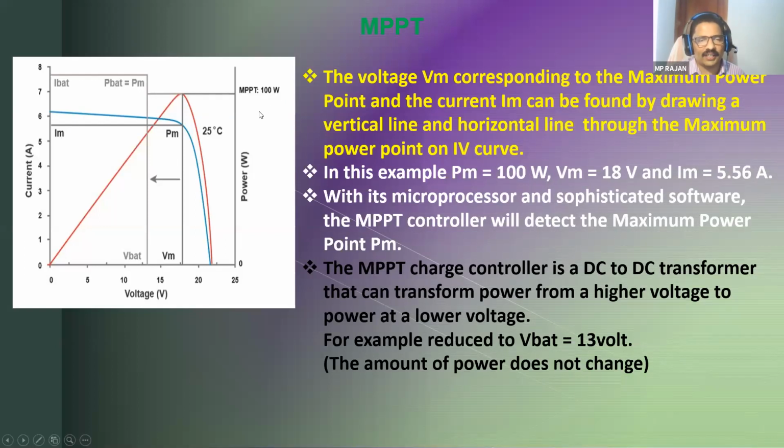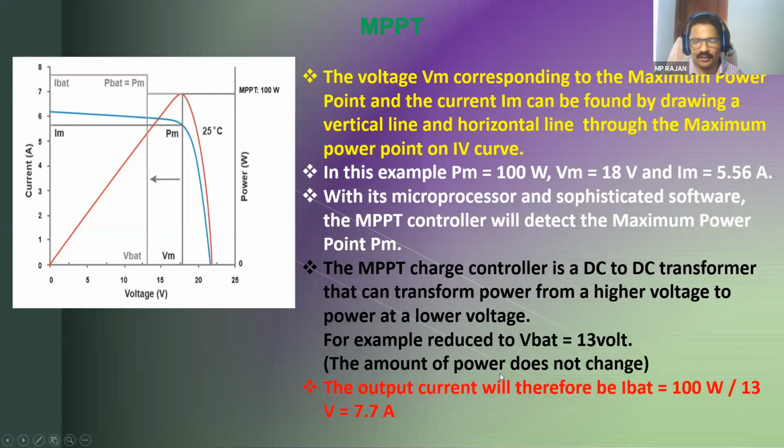But your DC to DC converter क्या करता है? इसका output voltage 18 से 13 कर देगा, 13 या 13.5. So आपका voltage is reduced from 18 volt to 13 volt. What will happen to the current? We all know 100 watt power divided by voltage, you will get the current. So it is 7.7 ampere current. Okay, so your DC to DC converter giving you 13 volt only, like earlier PWM system, but your current is increased from 5.56 to 7.7 ampere. So your battery is getting more charge.